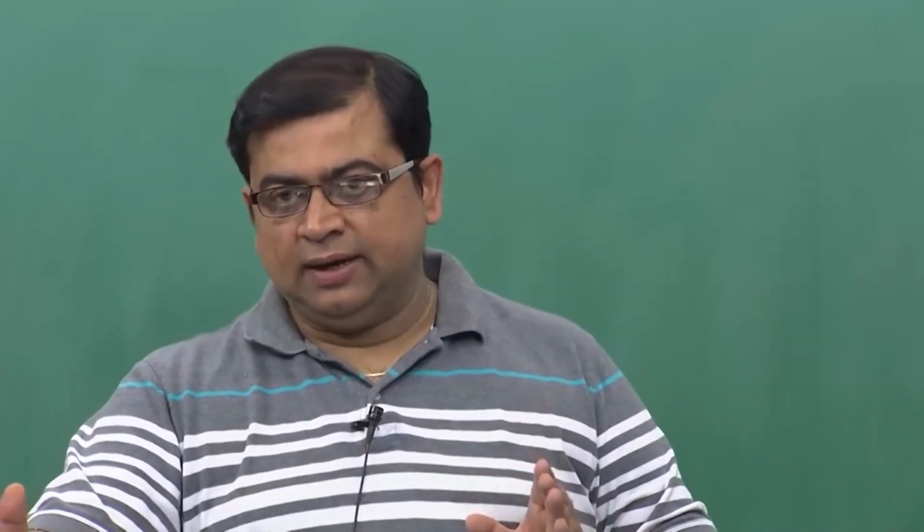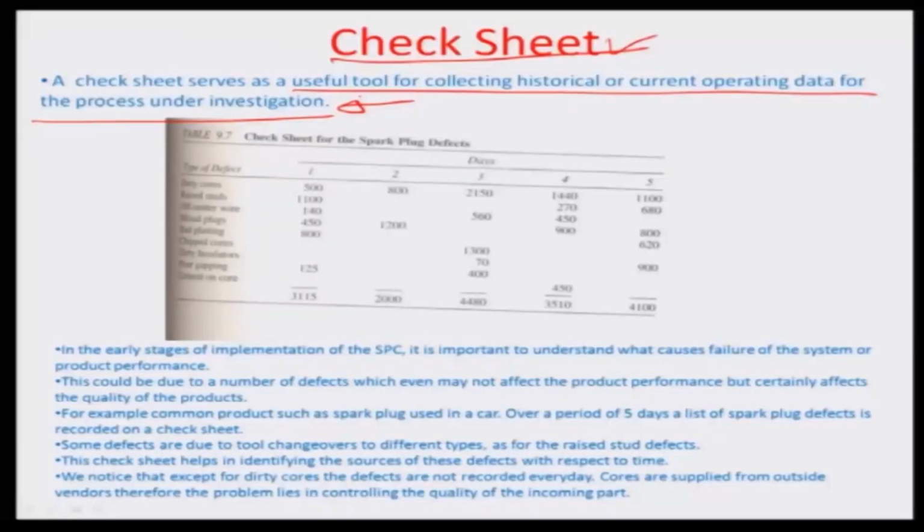So this kind of tracking back of a production event which has happened way back, maybe 2 years back or 1.5 years back, can be possible because of the check sheet. So let us look at how the check sheet can be made.